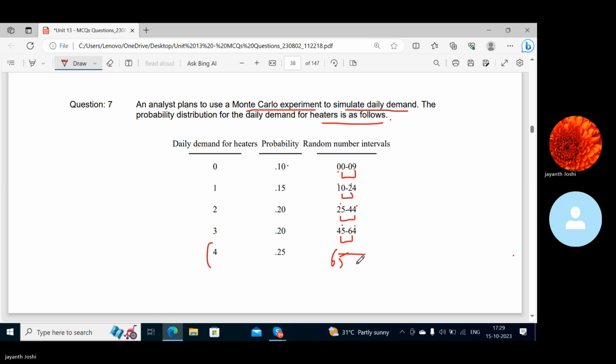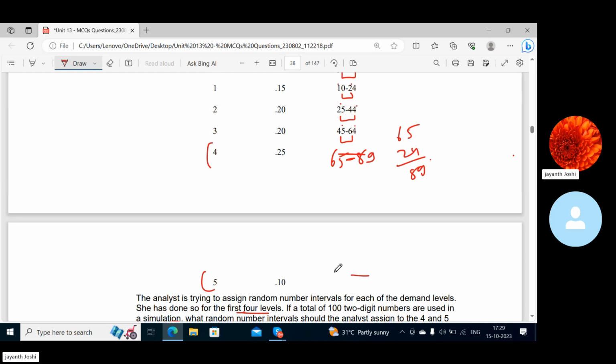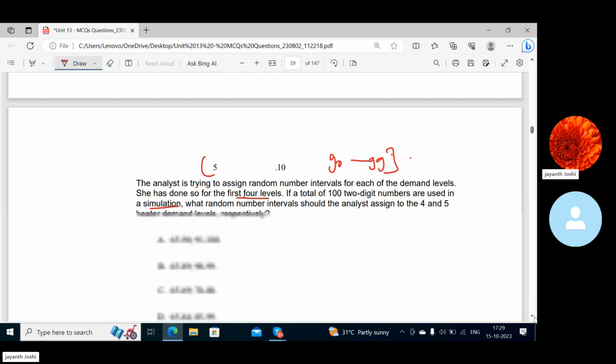So can I put here 89? 65 plus 24 is 89, right? Yeah, 20. And then 9, I shall keep the difference, right? So I can take like 89. I have taken 89. So next will be 90, then 99. Can I put 9 difference? Is this the random numbers I can pick up? Yes. So this is the answer.